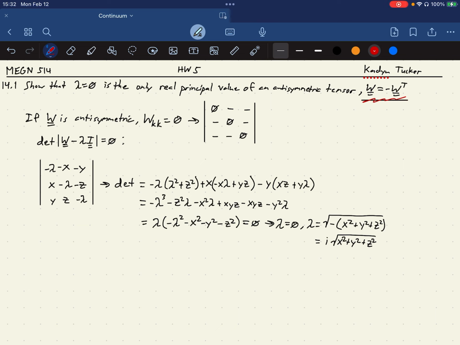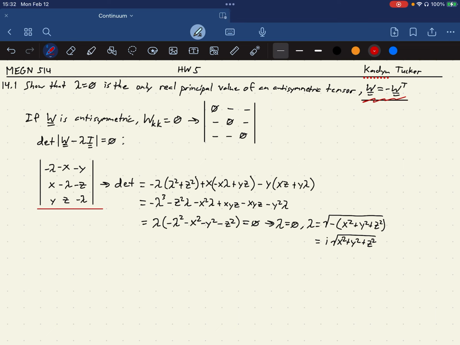So we know that if the tensor W is anti-symmetric, then the diagonal is just going to be 0. So we can start building a matrix with that information. You can choose whichever 3 letters you want to throw into the 3x3 matrix for the axial tensors, or axial vectors rather.